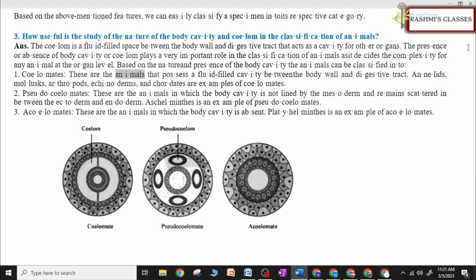Coelomates. These are the animals that possess a fluid-filled cavity between the body wall and digestive tract. Annelids, mollusks, arthropods, echinoderms, and chordates are examples of coelomates. Pseudocoelomates. These are the animals in which the body cavity is not lined by the mesoderm and remains scattered in between the ectoderm and endoderm. Ascaris is an example of pseudocoelomates. Acoelomates. These are the animals in which the body cavity is absent. Platyhelminthes is an example of acoelomates.